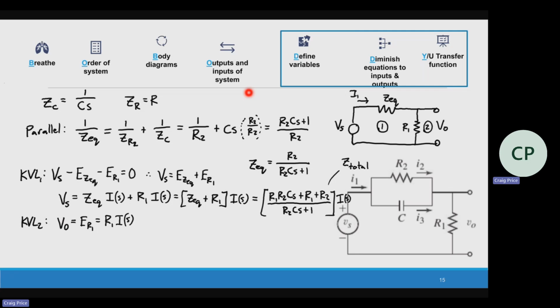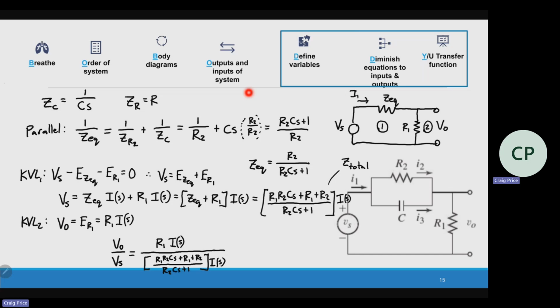So our final goal is to figure out V out over V supply. We're in the S domain. And so we have R1 times the current all over, here's where my supply voltage comes in. So we've got R1, R2, CS plus R1 plus R2 all over R2 CS plus 1. And here's my current.